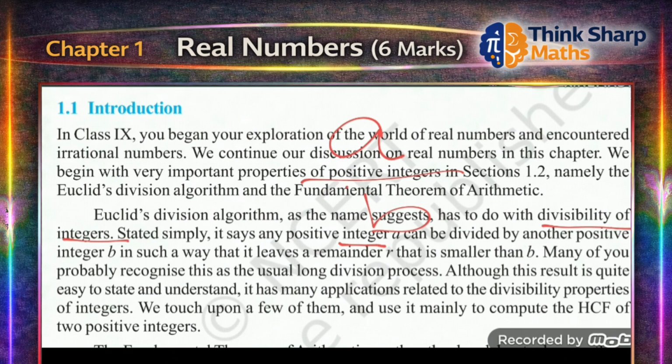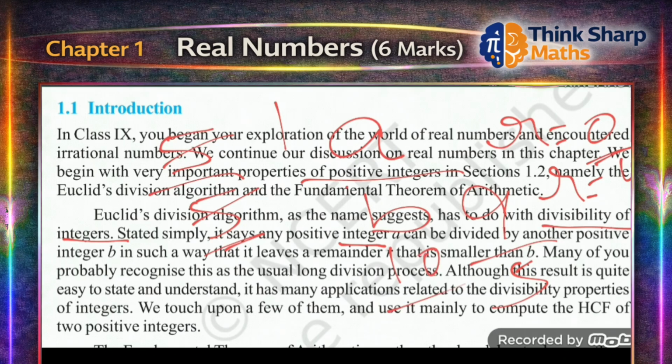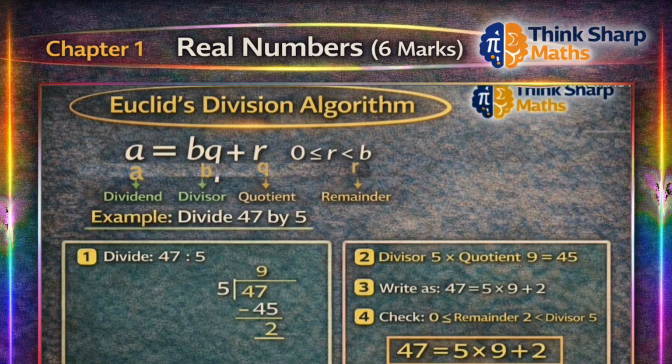For example, if you are dividing 5 by 5, what remainder will come here? Quotient will be 1, remainder will be 0. So this 0 is less than 5, right? If you divide 9 by 5, what remainder will come? 4. And if you divide 10 by 5, then the remainder will be 0. We will quickly see the Euclid division algorithm.